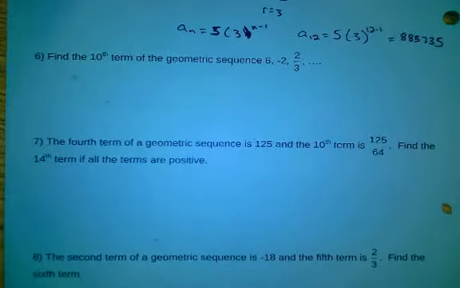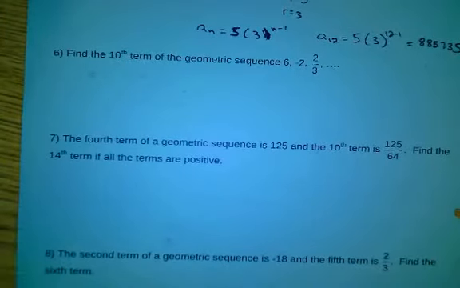Okay. Try 6 on your own. It's a little bit tougher. Again, if you cannot figure out how to find R, what do you do? You cry. What do you do? I said it already. Second number divided by the first number. Because this one's a little bit tougher to figure out.